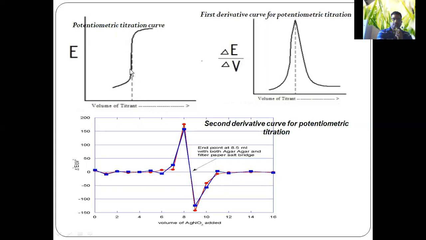From this S-shaped curve, you can locate an approximate endpoint of the titration as being midway along the steep portion of the curve. It gives only an approximate endpoint or equivalence point. That is why, to get the precise endpoint, we have to go for derivative curves, including second and third derivative curves. When you do the calculation for potentiometry, you plot a curve like this and get a bell-shaped curve. This is the first derivative curve, and this is the second derivative curve.